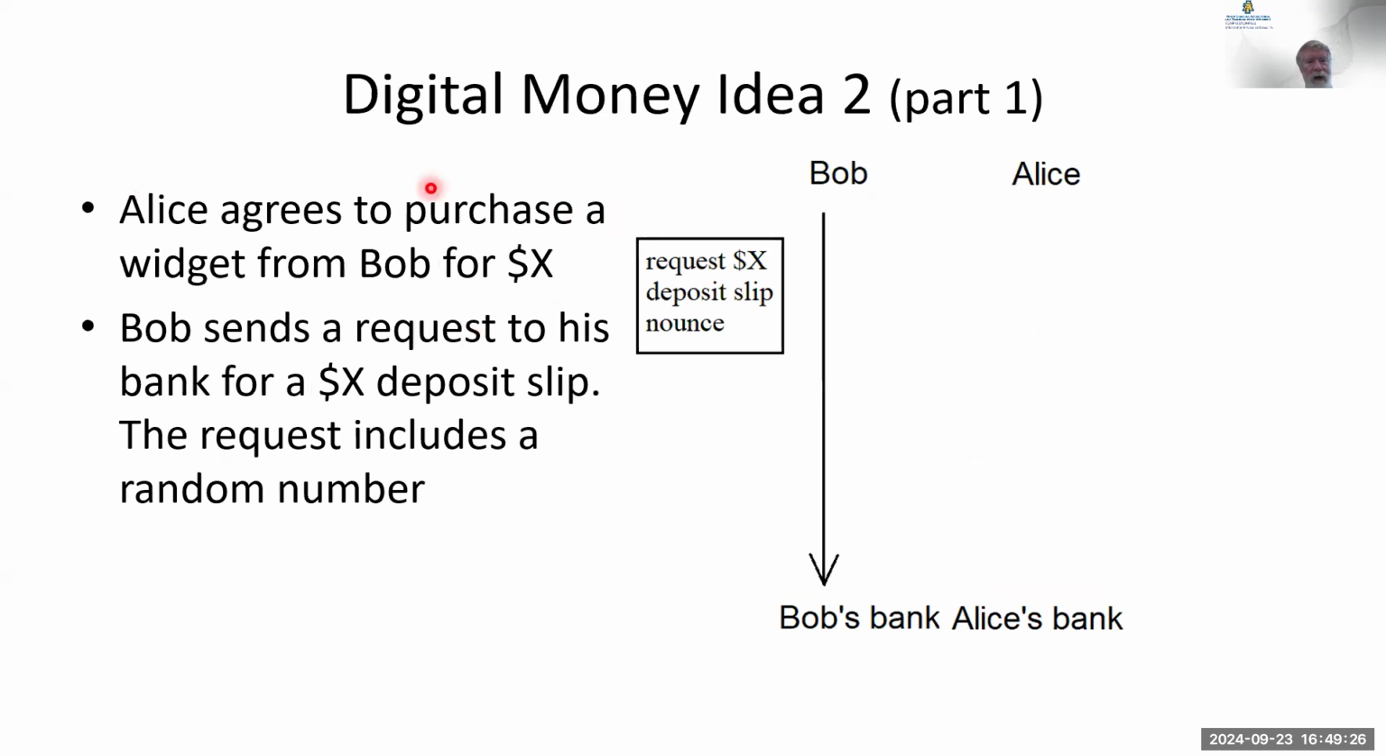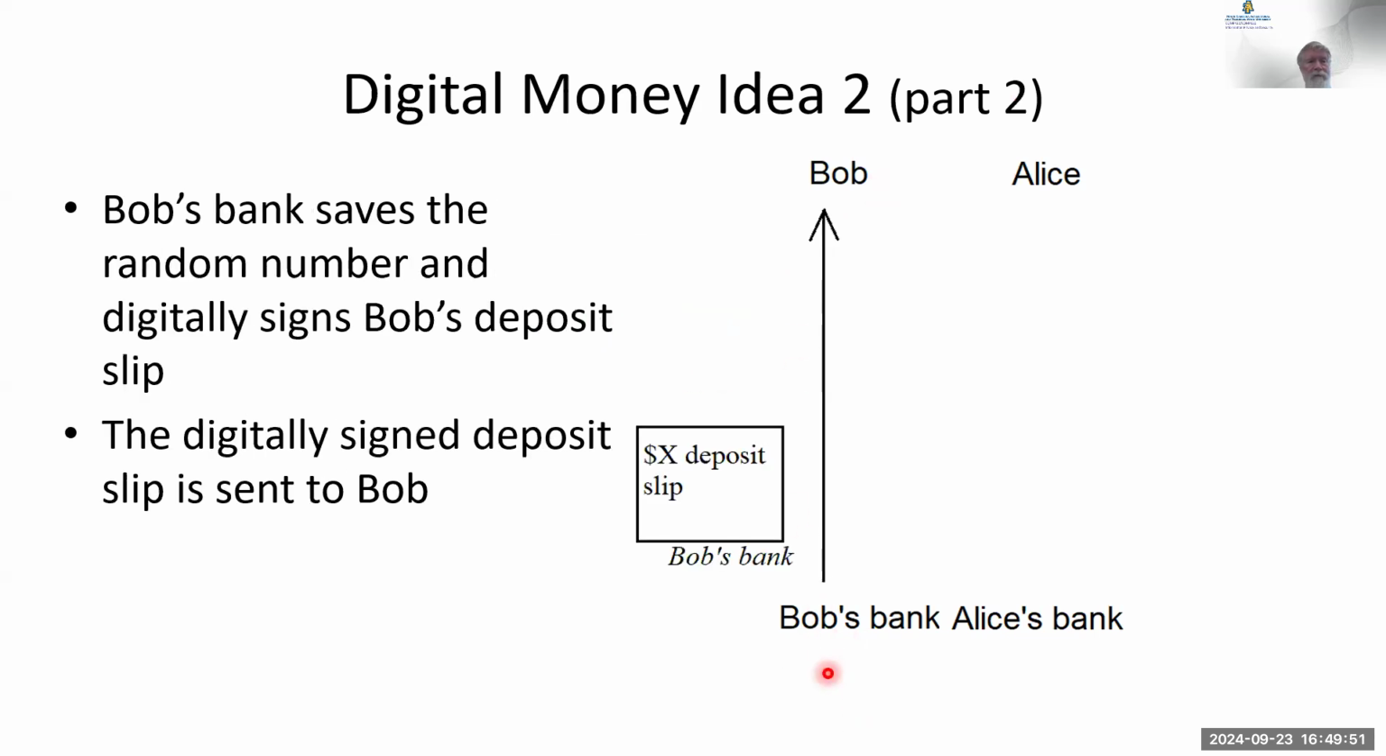Alice wants to buy something from Bob for so many dollars. But this works well if you think of this as happening online. So Alice wants to buy something from Bob. Bob says, okay, and sends a request saying, I'm going to deposit X dollars in the future, and sends a random number, sends it off to Bob's bank. Bob's bank says, that's fine, saves that random number, and digitally signs it.